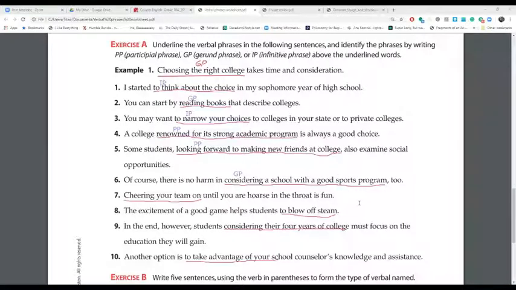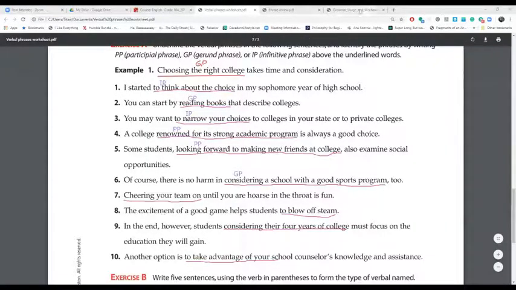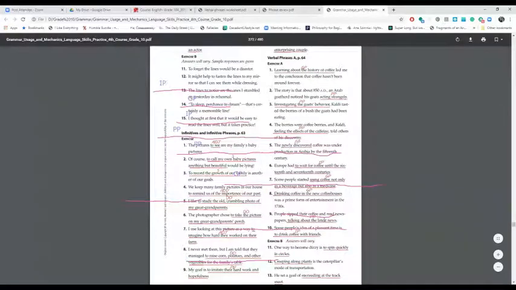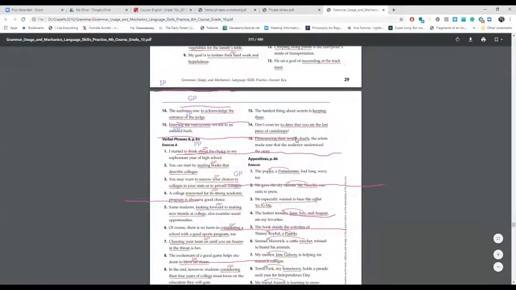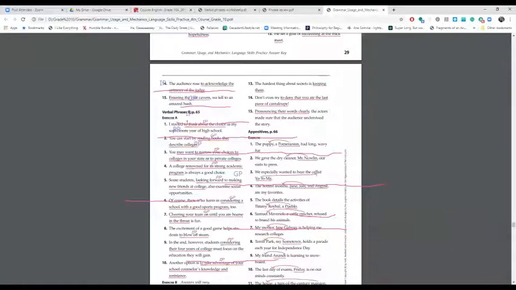Number 7, cheering your team on until you are hoarse in the throat is fun. Is this a present participle or a gerund? Let me double check this one. I believe it is a participle, present participle. I'm just going to double check this one. Oh, it's a gerund. Okay, excuse me.